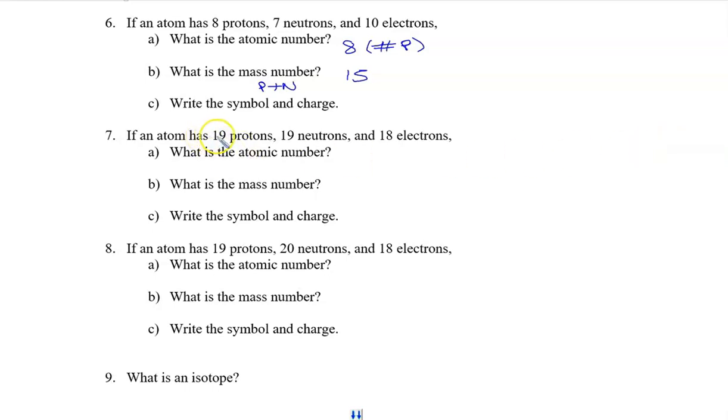Our atomic number is number of protons, so that would be 19. Which is number of protons. Our mass number is your protons and neutrons added. So look, I'm not messing with those electrons right now. So 19 plus 19 would be 38 because that's our protons plus our neutrons added together. Okay. So on this one, our atomic number is 19 because that's our number of protons.